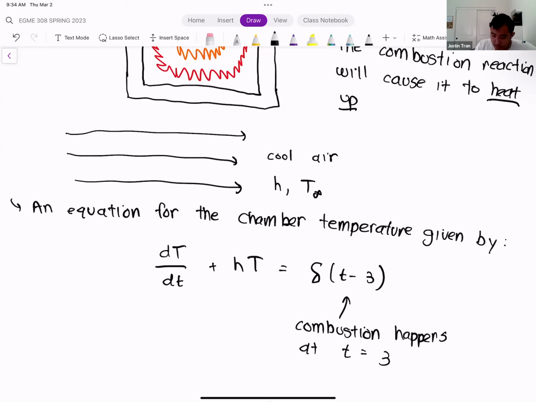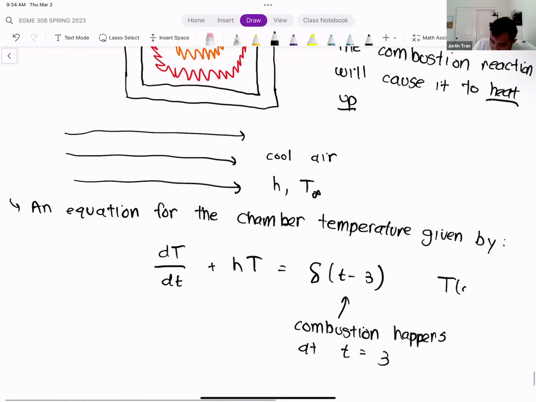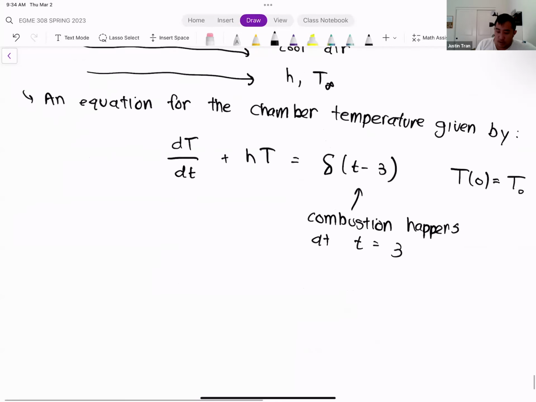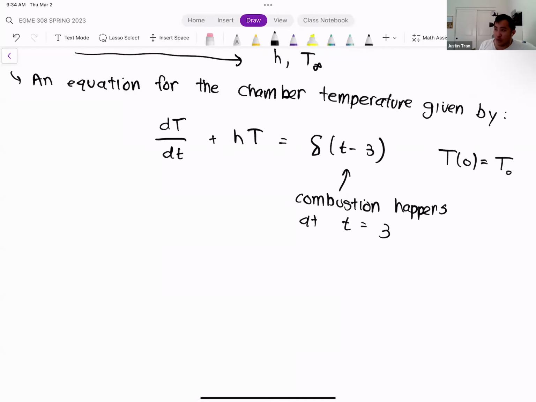Okay. And so let's give it an initial condition. Let's say that T of 0 is equal to T naught. I'm going to be doing this equation mostly in terms of symbols. So we have our differential equation here, and now we can solve it. Since we have an impulse function on the right-hand side, that means we have to solve this using Laplace.